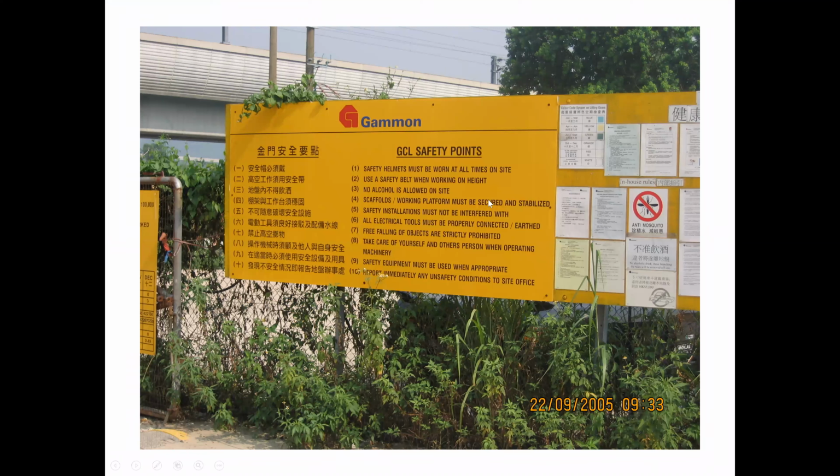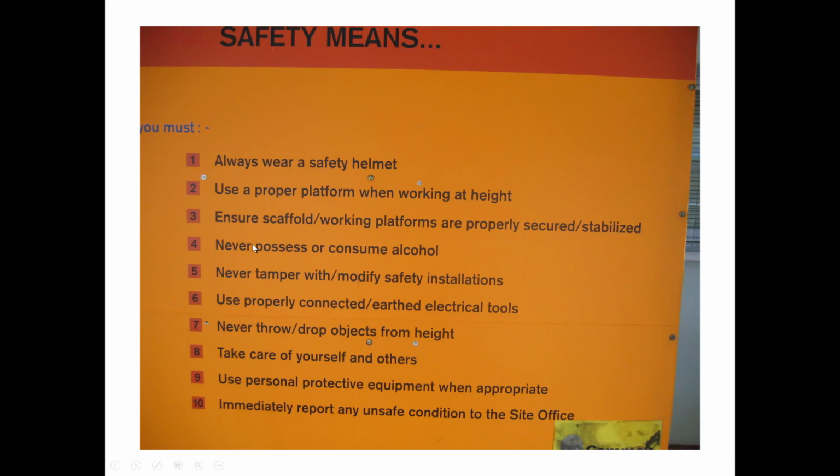There are the Gammon Construction Limited safety points. You see these ten points. Always wear a safety helmet. Use a proper platform when working at height, and ensure scaffolding and worker platforms are properly secured and stabilized. Never possess or consume alcohol on site. Never tamper with or modify safety installations. Use properly connected earthed electrical tools. Never throw or drop objects from height.